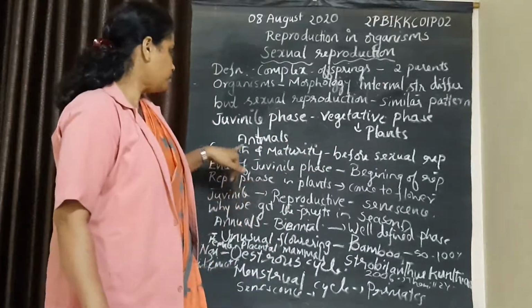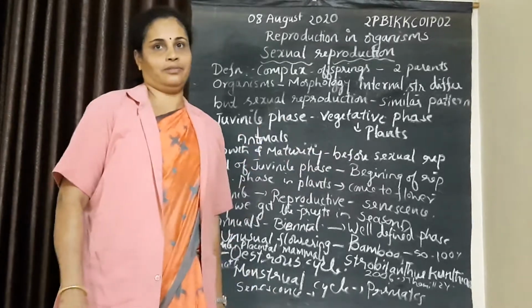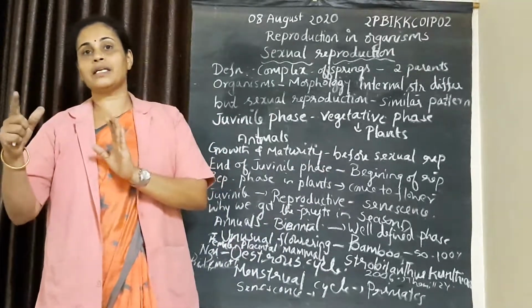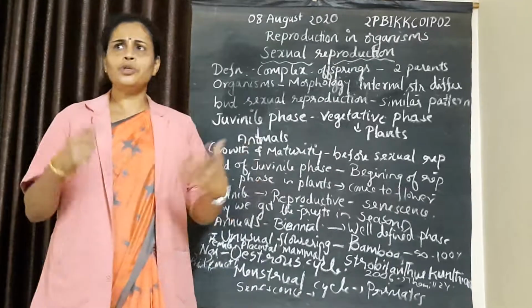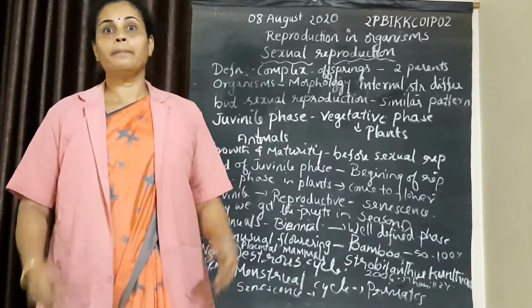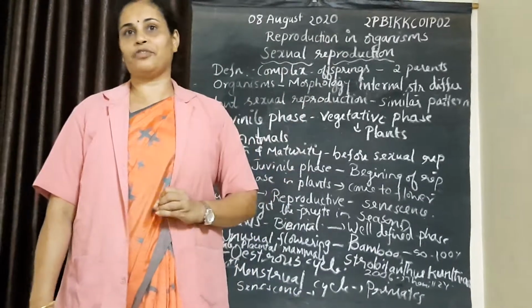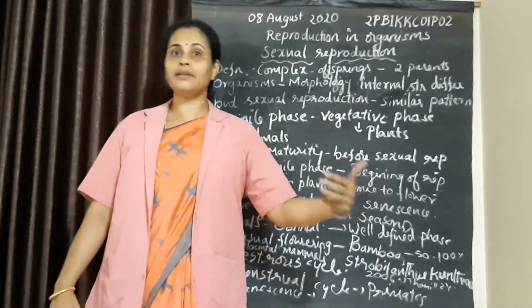Here, in case of plants, they produce the flower. When they come to flower, you can say the plants have come to reproduction. There are different types of plants. They produce fruit, but we do not get fruits in all seasons. For example, jackfruit and mango are available only in a particular season.